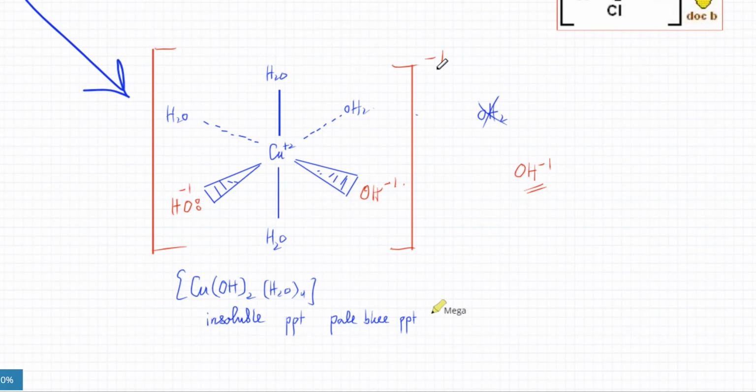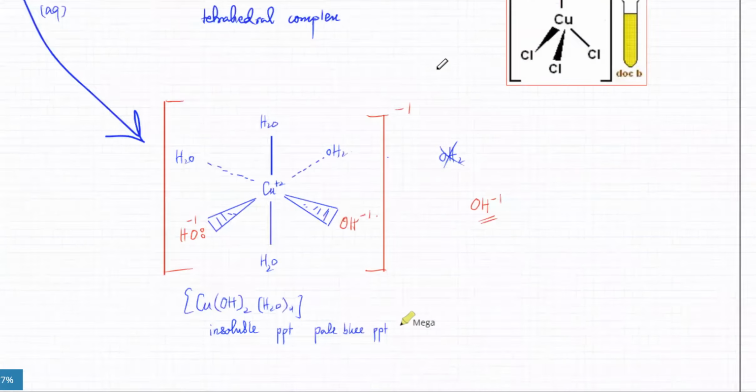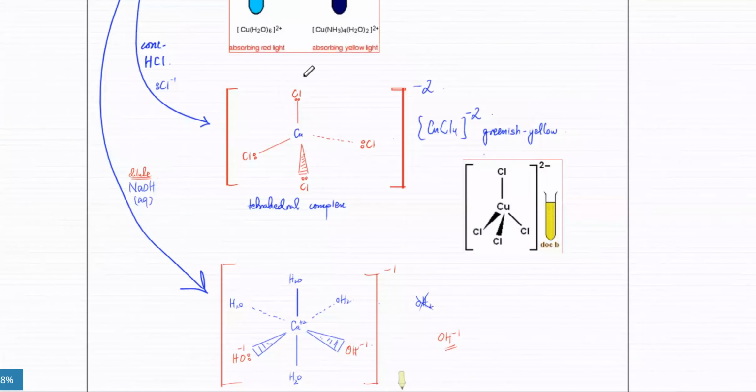And sir, what if we used dilute HCl instead of concentrated? Would that affect the formation of Cl ions? Yeah, you'll get fewer Cl ions.